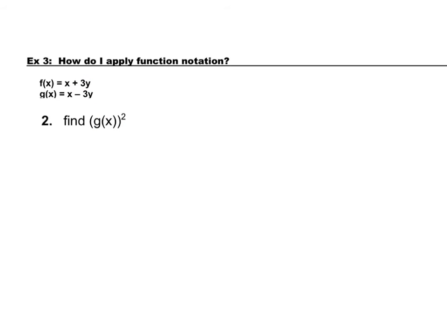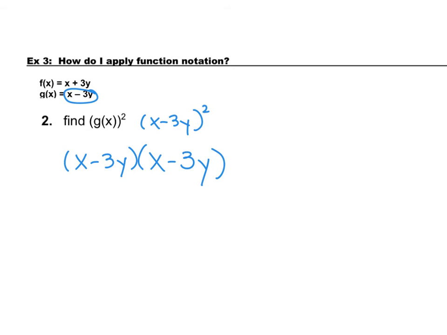All right, so we have the g of x, and we're going to square that. So again, we're going to take this g of x here, which is x minus 3y, and square it. And so what that looks like is x minus 3y times x minus 3y. And again, we could use the table. We could FOIL it. We could use the shortcut. I'm just going to go ahead and FOIL it.